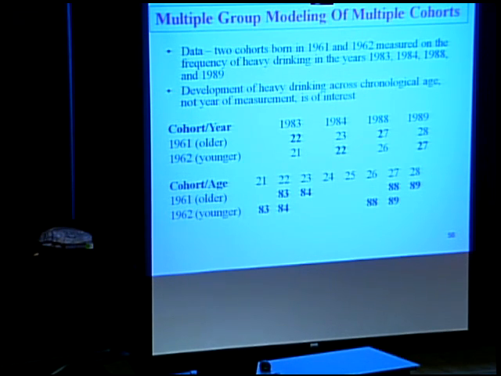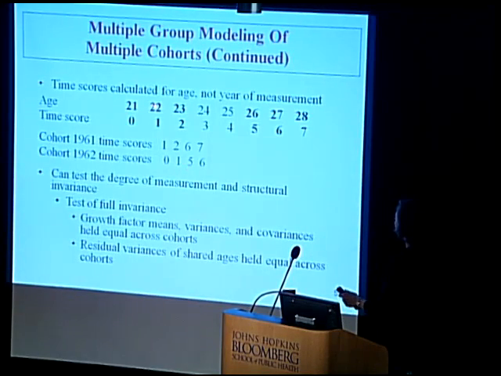And likewise for 1962, the younger cohort, they only provide information for ages 21, 22, 26, and 27. So their time scores are 0, which is 21, 1, which is 22, 5, which is 26, and 6, which is 27. So when we're setting up the input, they will contribute only to certain parts of the growth model.